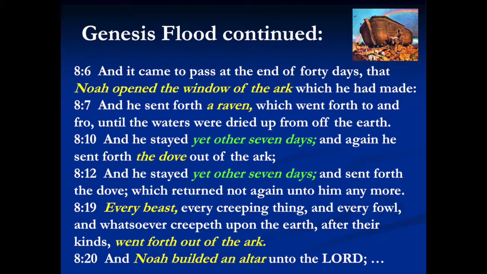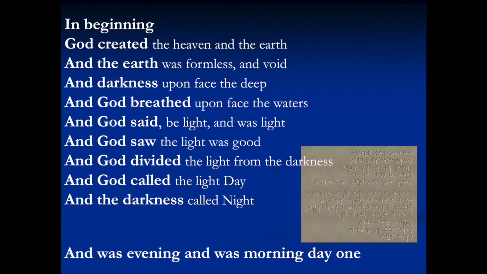Now here's something else that's interesting about the story of Noah. Next slide here. The Genesis 1 account: and God created the heavens and the earth, and darkness. God breathed, and God said, and God saw, and God divided. It's very repetitious. Seems to not deviate from this format. There was evening and morning. Day 1, of course, is repeated.